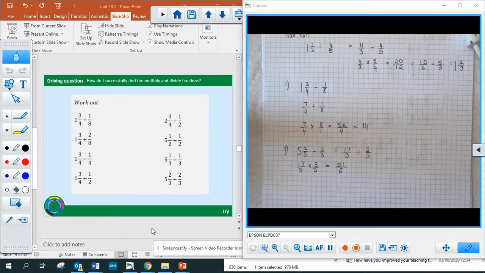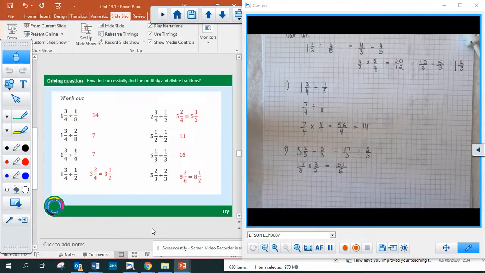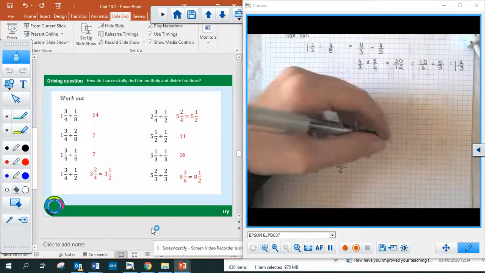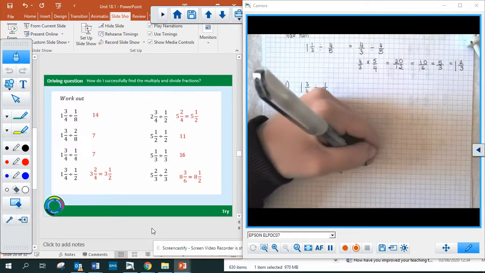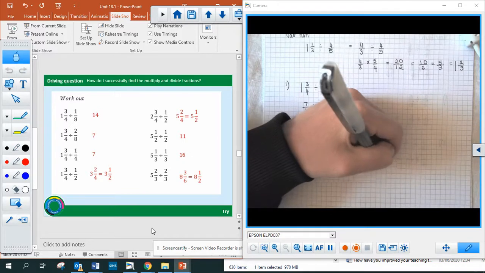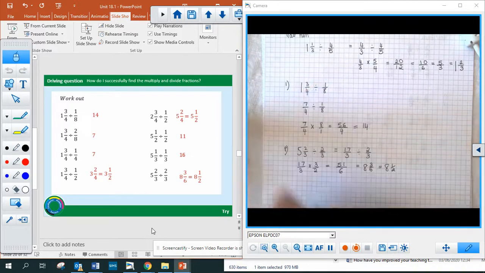If I put the answers on the screen for you, you can mark the rest of your answers. And sorry, I didn't finish with this one. If you then converted it, you would have found that would come to 8 3/6, which is the same as 8 1/2. Okay? So check the rest of your answers, please.